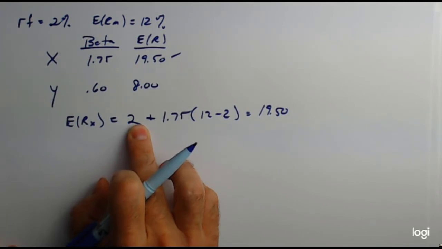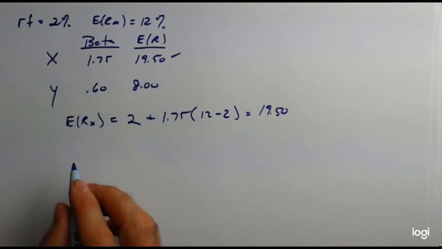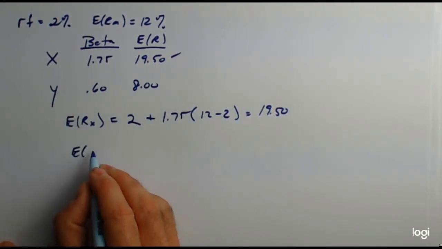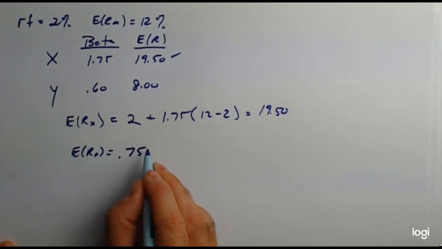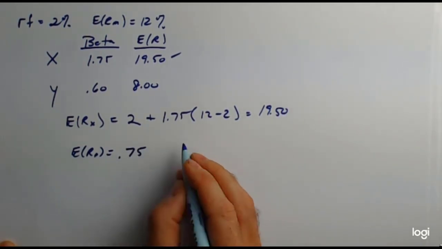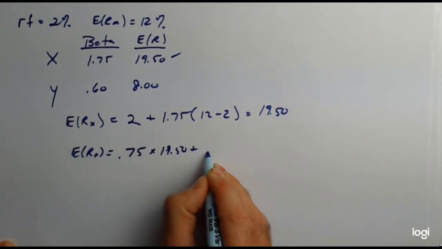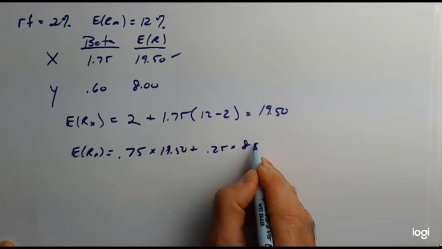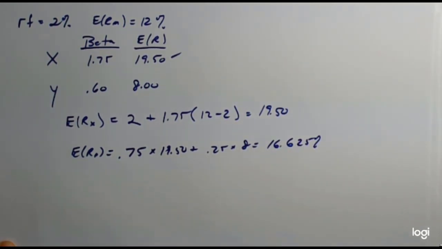Now, the next question says compute the expected return and risk on a portfolio of X and Y, assuming 75% of your money is in X, which implies that 25% has to be in Y. So this will be 0.75 times 19.5, plus 0.25 times 8, and we're going to get a portfolio return that we expect to be 16.625%.